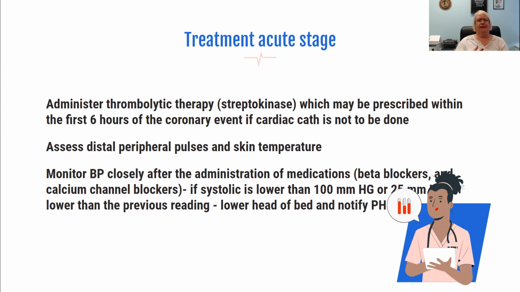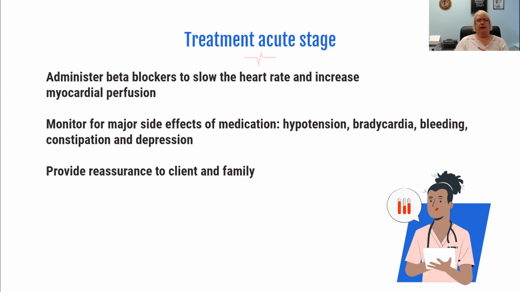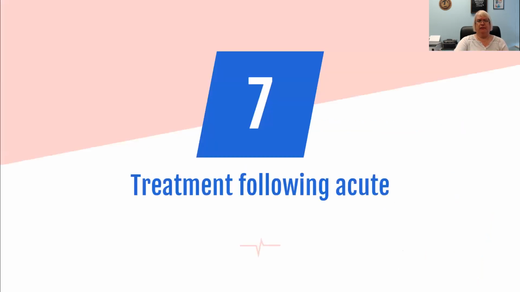If the systolic is lower than 100 millimeters of mercury or 25 lower than the previous reading, lower the head of the bed and get a hold of the doc. You're going to administer beta blockers to slow the heart and increase that myocardial perfusion. You're going to monitor for major side effects of the meds: the hypotension, the bradycardia, the bleeding, the constipation and depression, and provide reassurance both to the client and the family.